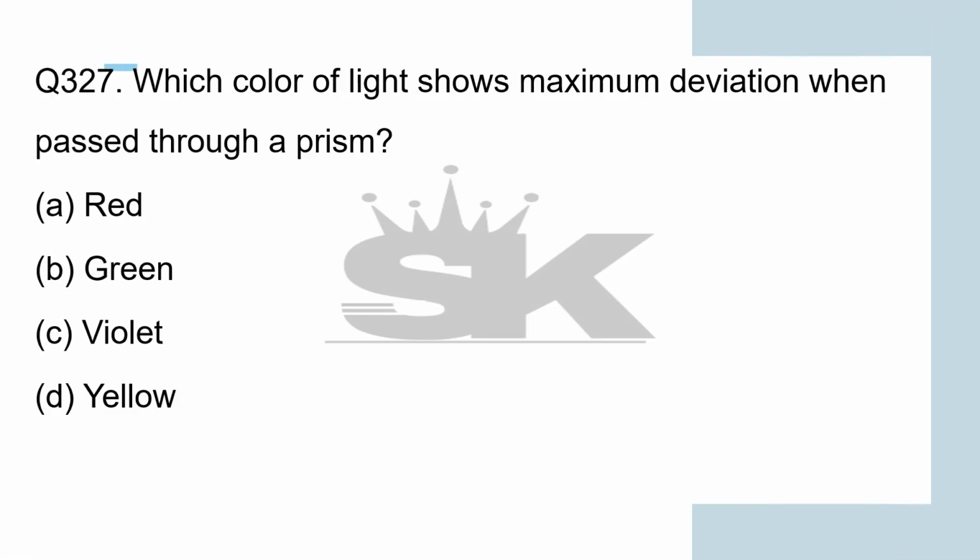Which color of light shows maximum deviation when passed through a prism? That is violet. Okay. Wavelength is inversely proportional to the deviation in the path of the light. Okay. Red light suffers the least amount of deviation and violet the most. When white light is made to pass through a prism, a spectrum of 7 colors is formed, showing white light is a combination of 7 separate colors. Okay.